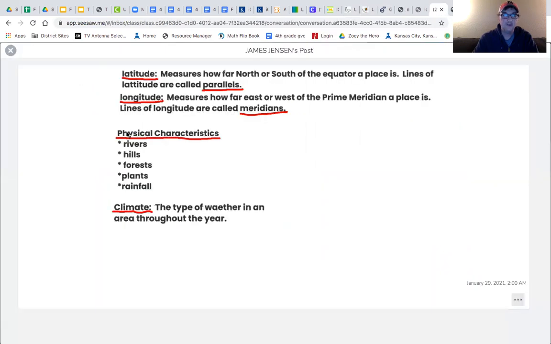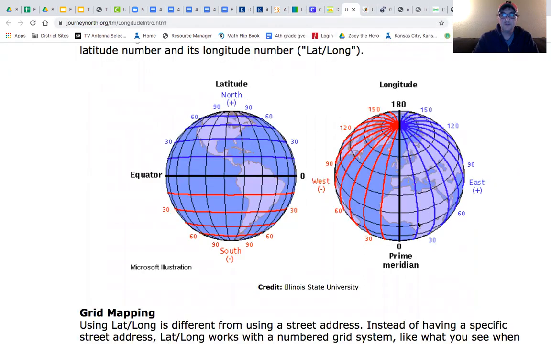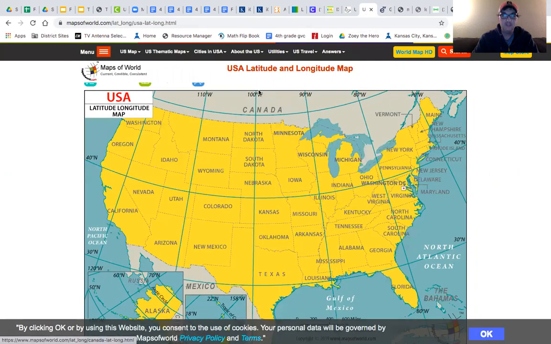So if you look here, longitude measures how far east or west of the prime meridian a place is. Lines of longitude are called meridians. So latitude lines are called parallels, longitude lines are called meridians. And if you look on this map, you can see the 100th meridian comes down and goes right through Kansas, and it's what separates Kansas into eastern Kansas and western Kansas.